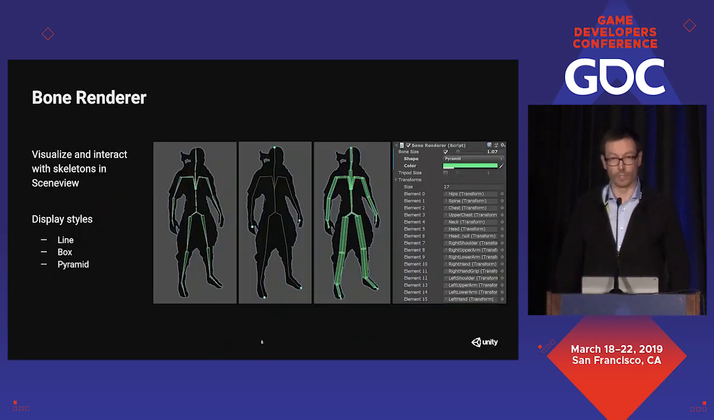And for working with the rig, we need to see and interact with the skeleton. So for this, we have the bone renderer. This lets you add transforms to a list, and now you can interact with them in scene view, and you don't have to dig through the hierarchy anymore. You can just select it right there, and you can visualize it in a couple different ways. Here's a couple different display styles that we're offering.